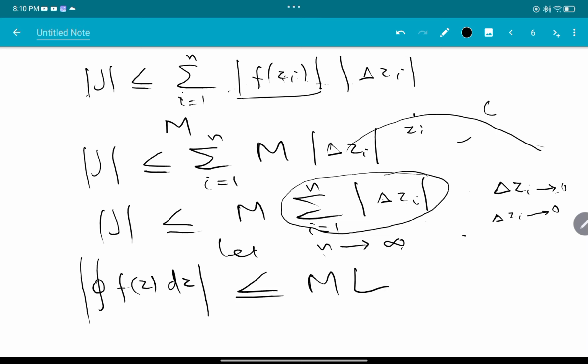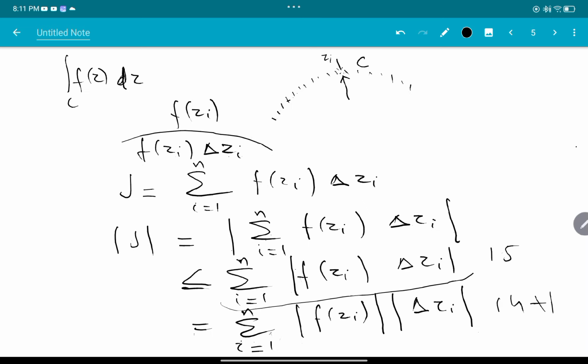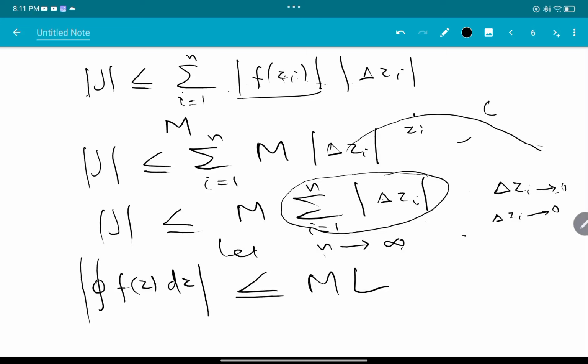Now you have to understand this. Go back and see what J was. This sum. But when you let n tend to infinity, what will happen? The sum will change into an integral. That is what I did.